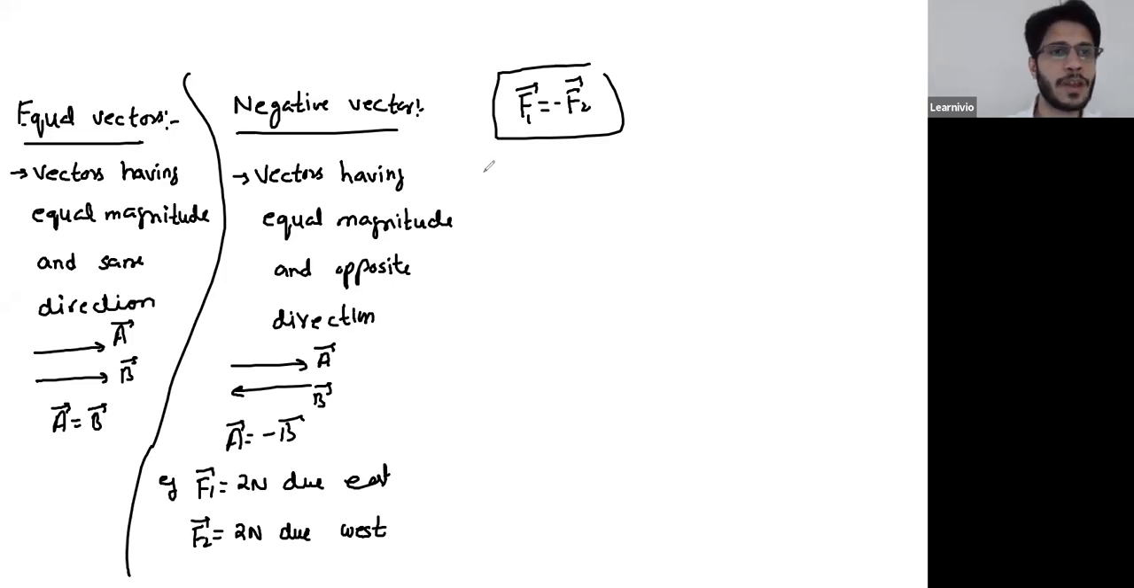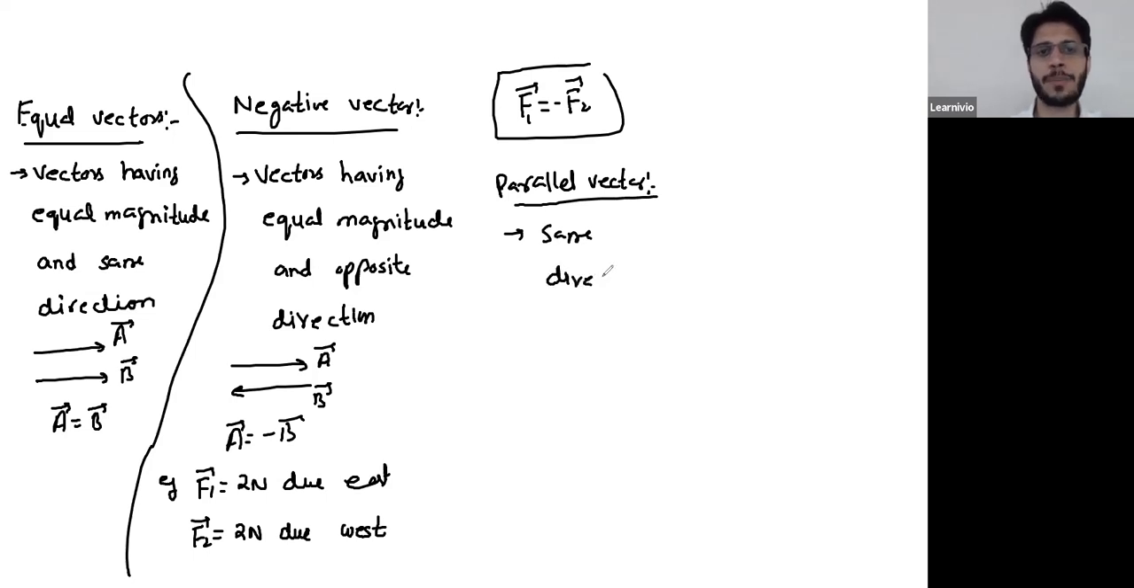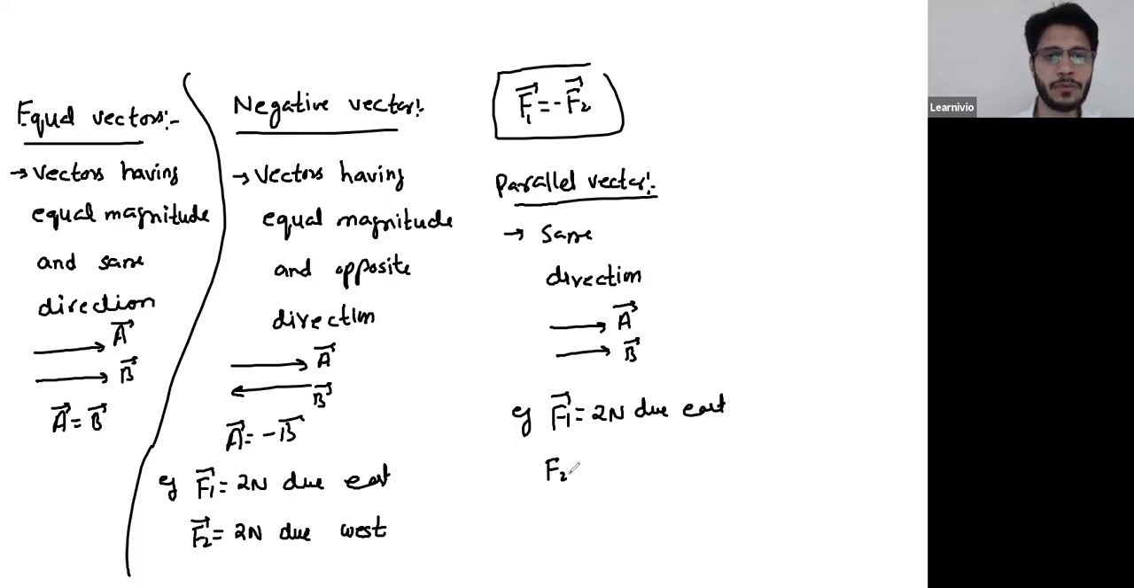Yes, sir. Okay. After equal and negative vectors, the next is parallel vector. So this parallel vector uses one condition of equal vector. These parallel vectors have same directions. So vectors acting in same directions are parallel. Magnitude may or may not be equal. So if I'm saying two vectors are parallel, this is vector A and this is vector B. If they are parallel, that means they're acting in same directions. For example, if one force is 2 Newton due east, another force is 3 Newton due east.